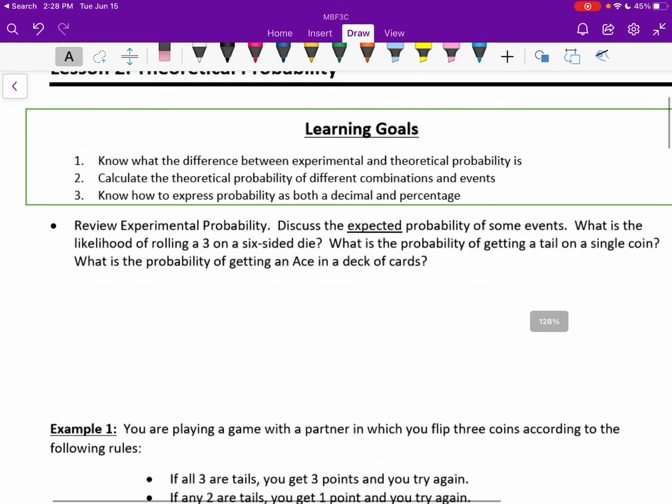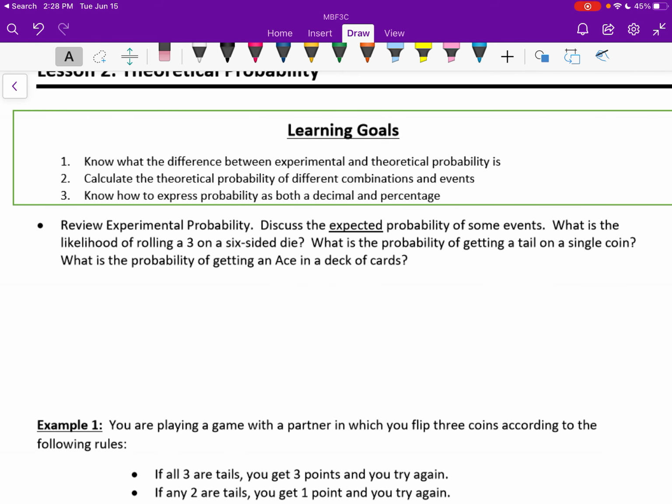So when we look at experimental probability, experimental probability is the probability we get by actually doing something, right? Versus theoretical probability is what we expect in some events. So this is before we even do this, right? Like, what's the likelihood of this happening before we even go ahead and spin a die, flip a coin, or pick a card?